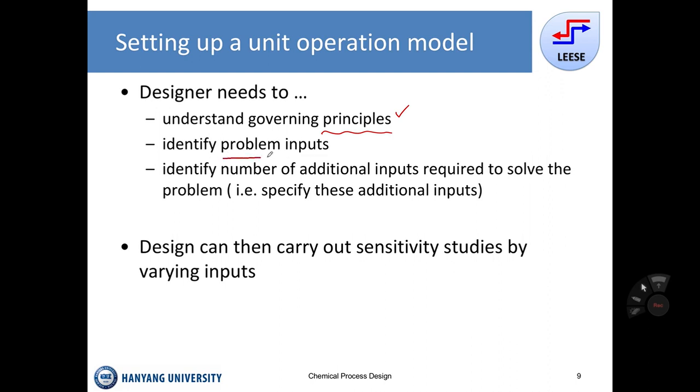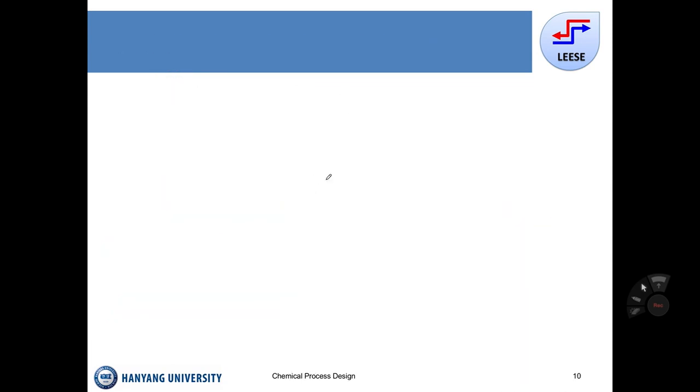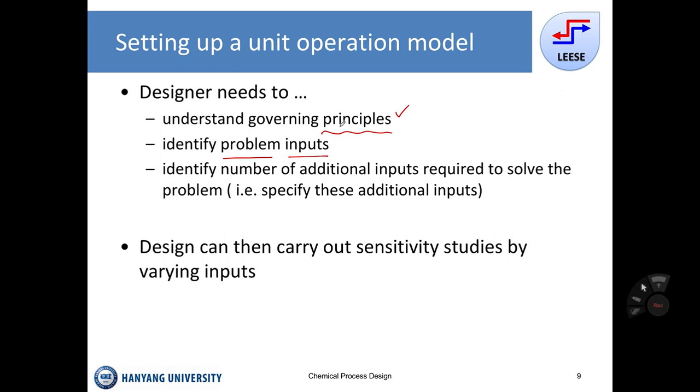Now we need to identify the problem input. What is the input for the sizing of this heat exchanger? I have to specify Q. I have to specify temperature. I need to assume U. Otherwise, we cannot calculate A. Okay? So we need to identify the input. Sometimes it's given, sometimes assumed, sometimes provided by an external company. Then we can calculate something. So identify the problem input.